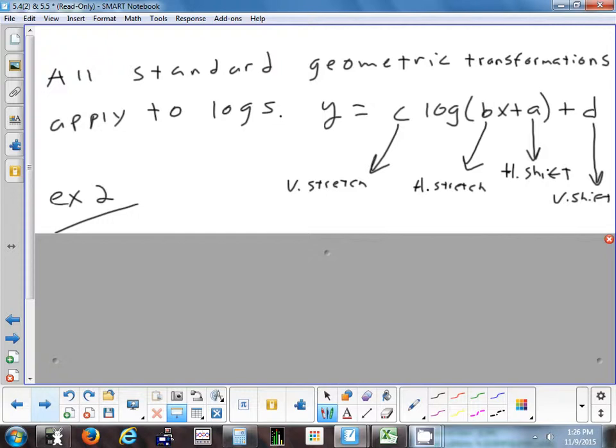What else can B and C do if they're negative? Flip it. Okay. B would be a horizontal flip. So a horizontal flip, if you just had a picture like this, it would look like that. So that's a flip over the y-axis. And then if C was negative, that's a vertical flip. That's a reflection over the x-axis.